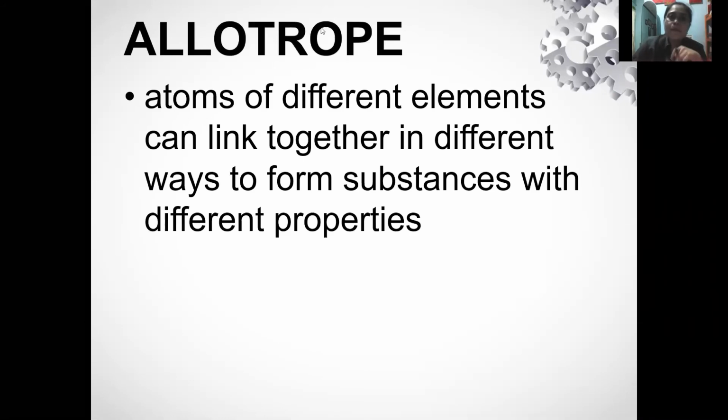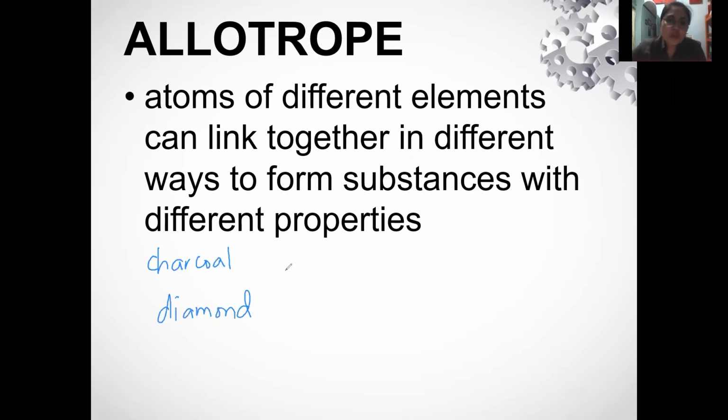So, ano ang example ng mga allotropes natin? Example, we have charcoal and diamond. Itong dalawa na to, they are called allotropes of carbon. Hindi kagaya ng isotopes na ang titingnan mo ay yung number of protons and number of neutrons. Ito, ang titingnan natin ang physical and chemical properties.